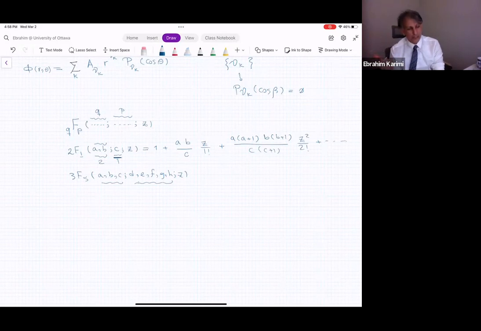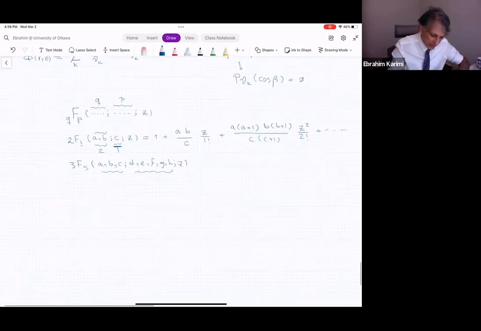1F1 is linked to the Bessel function, if I'm not wrong. 2F1 can be linked to the Legendre polynomial, and can be linked to the Bessel function as well. So it's a very complicated one. It is a general function, and mathematics also has it inside, so that you can express some solutions of differential equations with it. Okay.